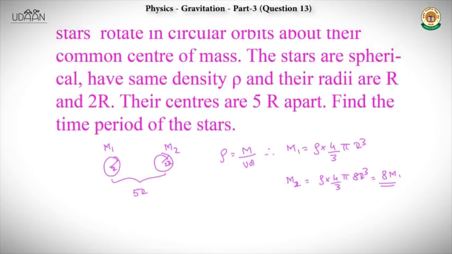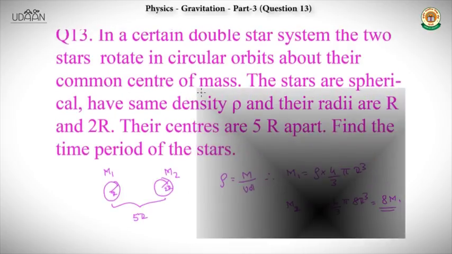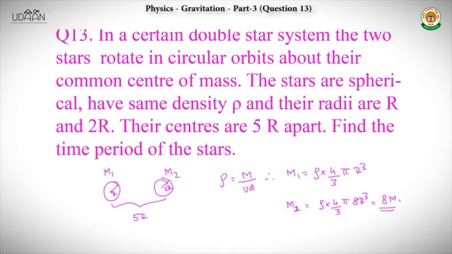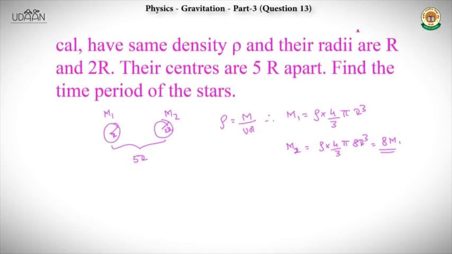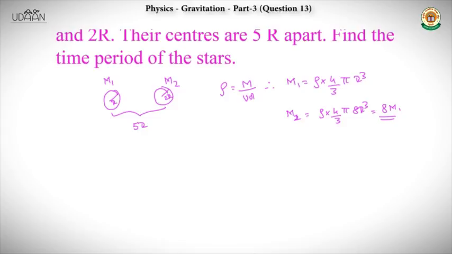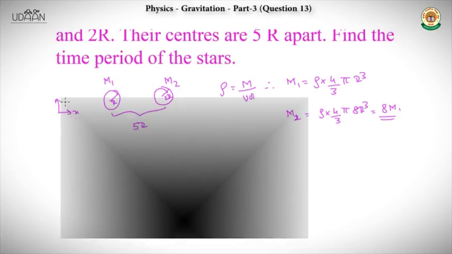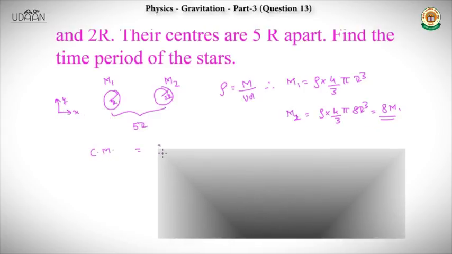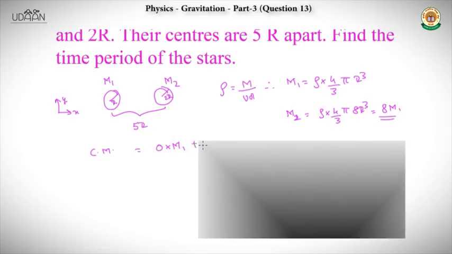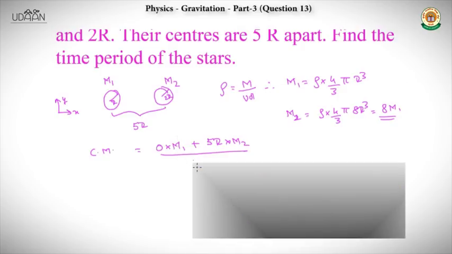तो अभी इसके बाद क्या करें क्वेश्चन में? Rotate about the common center of mass. तो center of mass के लिए we need radius of rotation. तो radius के लिए हमें center of mass का distance निकालना पड़ेगा from each and every star, ताकि हमारा radius आ जाए और उसके बाद we can put in the equations. तो let me put this as a coordinate axis x y. So the center of mass would be 0 into m1 plus 5r into m2 upon the total mass, that is m1 plus m2.